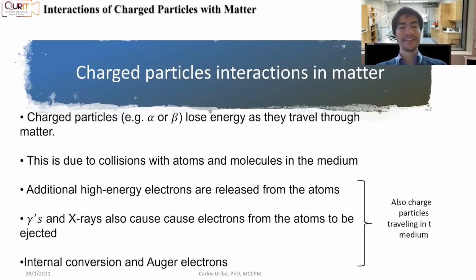And then we can think that maybe additional high energy electrons are going to be released from those atoms. So you have your initial particle, maybe there's going to be an electron from an atom that's going to be knocked out, and maybe that electron is going to be able to cause other electrons to freely move in the medium. Gammas and X-rays will also cause some electrons from atoms to be ejected. And if that happens, then we'll know that we might end up having some internal conversion and Auger electrons as well. And these are also charged particles that are going to be traveling in the medium. So one charged particle can then cause other charged particles to travel in the medium.